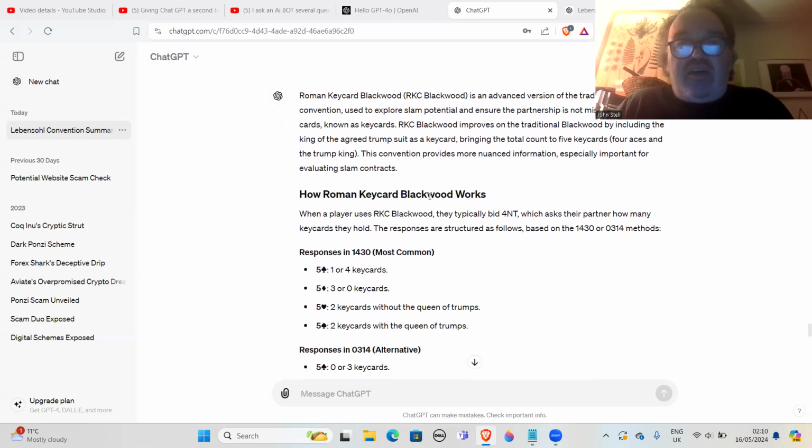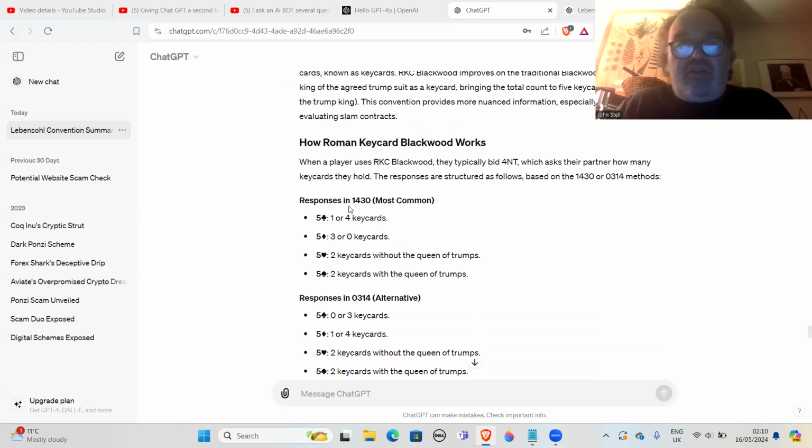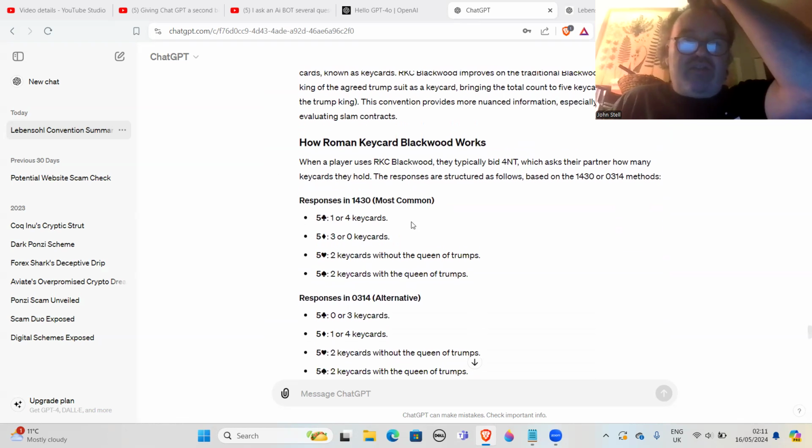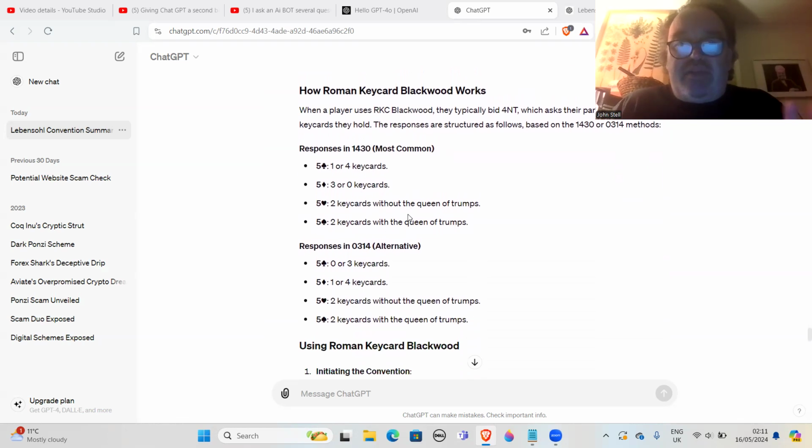So how Roman keycard Blackwood works. When a player uses Roman keycard Blackwood, they typically bid 4 no trumps, which asks their partner how many keycards they hold. The responses are structured as follows, based on the 1430, 0314 methods. Okay, that's good. Responses in 1430, most common. Okay, so it's going to give both versions of Blackwood. So I only mentioned one in my video tonight. I just wanted to keep it simple, but here it's mentioning both.